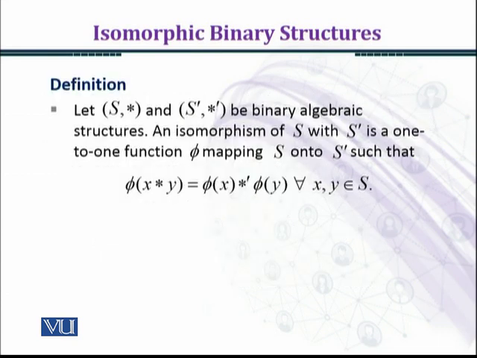Now we shall discuss the formal definition of isomorphic binary structures. Let (S, star) and (S', star') be binary algebraic structures. An isomorphism of S with S' is a one-to-one function phi mapping S onto S' such that the following condition is satisfied: phi(x star y) equals phi(x) star' phi(y) for every x, y in S.